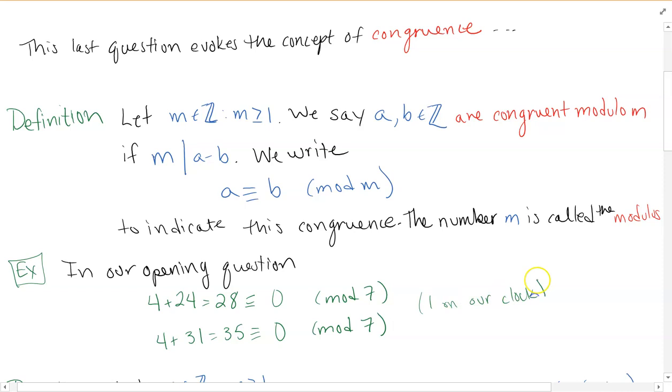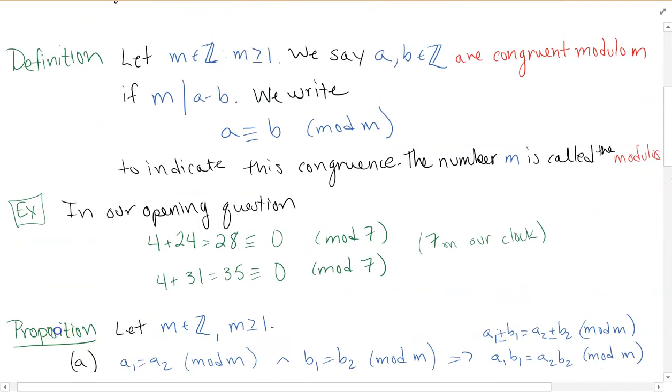Or 1 or 7, depending on your orientation of the clock. Okay, we're just going to deal with that. And actually, I think 7 would be the best, now that I think about that. Okay, so 7 on our clock.